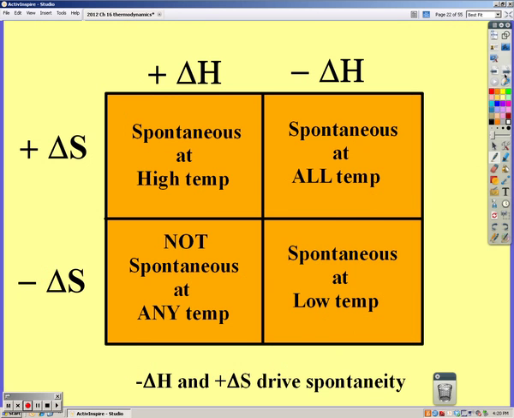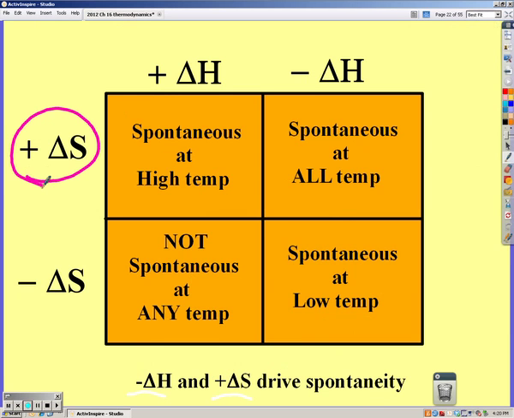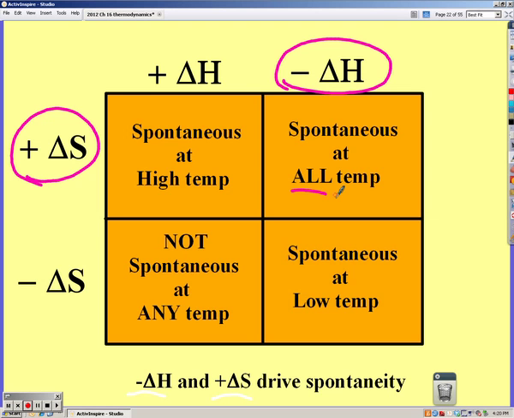So you need to write this chart down in your notes because you can have multiple choice questions that ask you at what temperature the reaction will be spontaneous if delta H is positive and delta S is negative, or any sign of those. Remember that positive delta S and a negative delta H are what drive spontaneity because a reaction wants more entropy and to be exothermic. So at all temperatures, the reaction will be spontaneous.